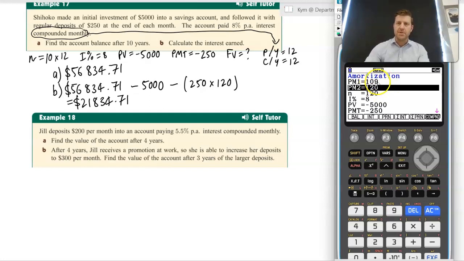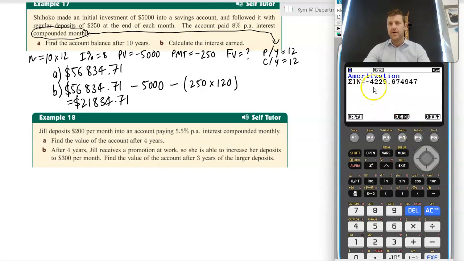So this then tells me the total amount of interest that is earned in the last 12 months, the last year of this investment, okay, by pressing total sum of interest from the 109th month, including that 109th month up until and including the 120th month. Okay, so F4 tells me that in the last year, the interest earned is $4,229.67, or you could round it up to 68 cents if you like. Okay, rounding up is not an issue because we are talking about there being more than 67 cents.